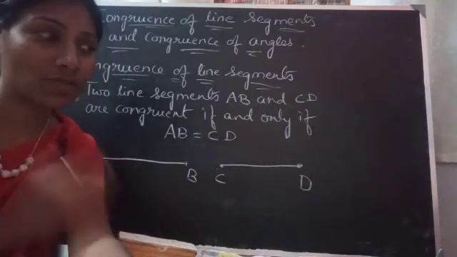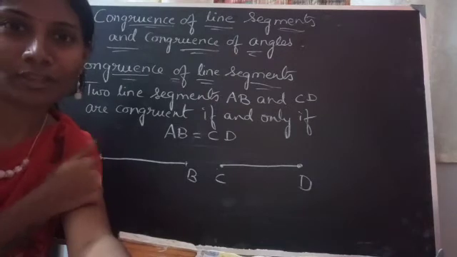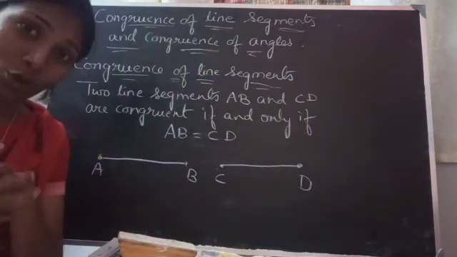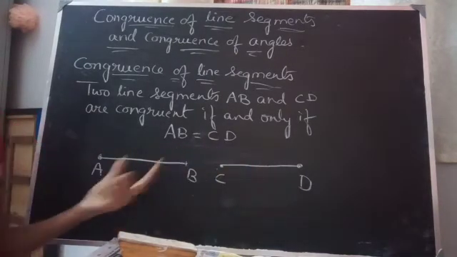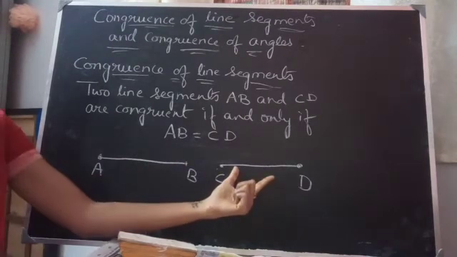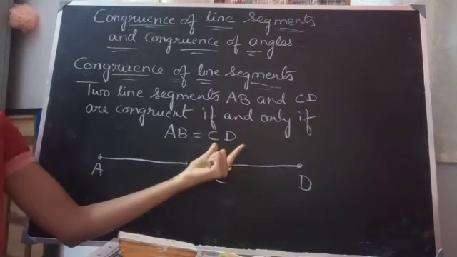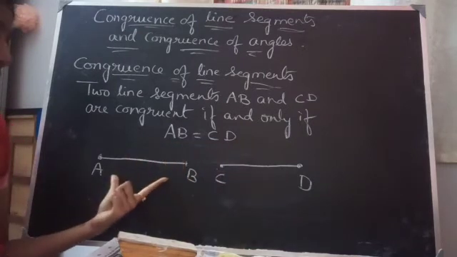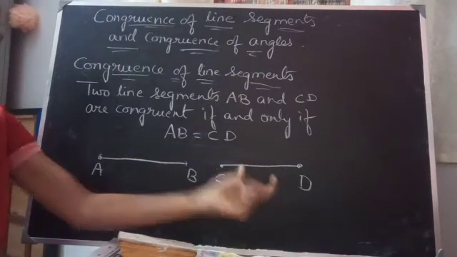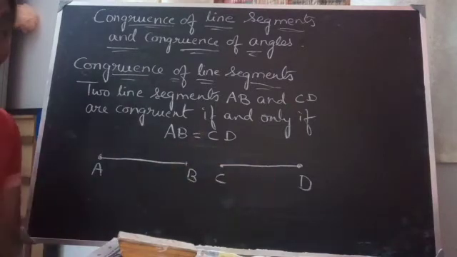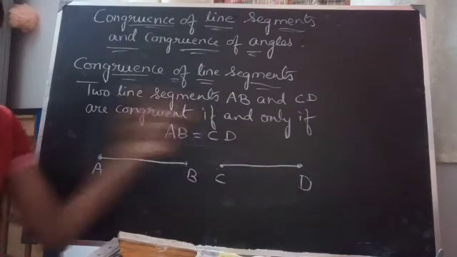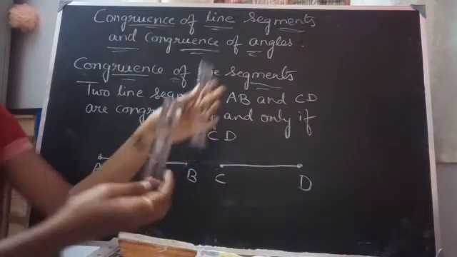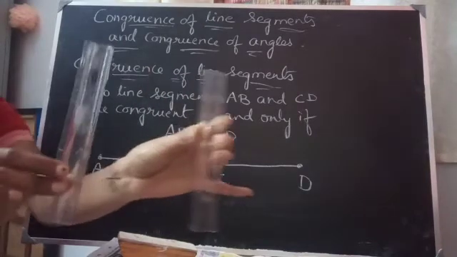So now in this video we are going to see a quick recap of congruence of line segments and congruence of angles. Okay, so congruence of line segments. Two line segments AB and CD are congruent if AB equals CD, which is nothing but the length of AB equals the length of CD. So we can say the two line segments are congruent if the length of AB is equal to the length of CD.